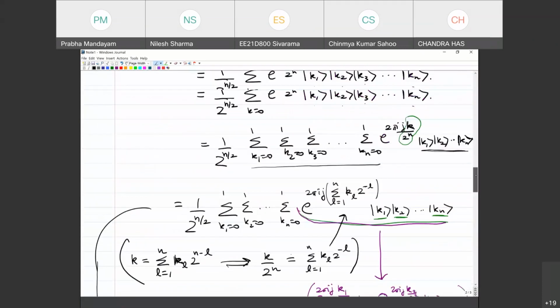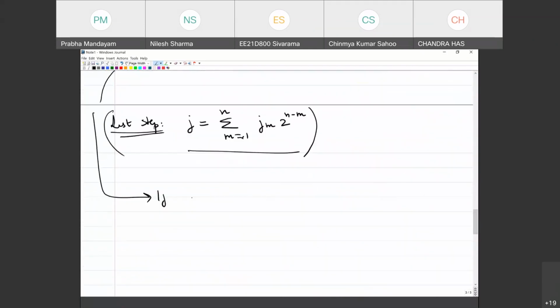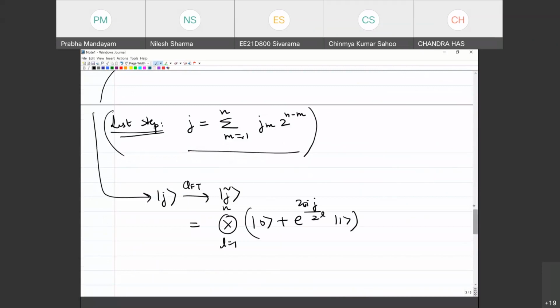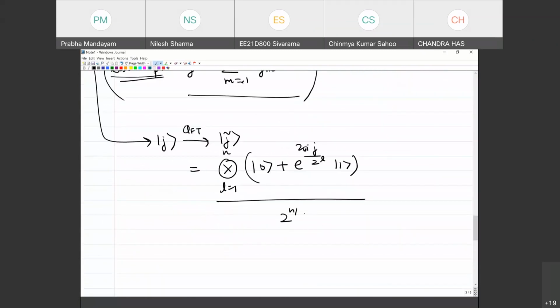So this was my J tilde, right? So remember we started with J and the QFT takes you to J tilde, which now becomes this tensor product, L going from 1 to N, of 0 plus e to the 2 pi I j over 2 to the L, 1, right? Of course, overall there is a 2 to the N by 2. So the last step is to break this down, and this then breaks down as follows. So you have the 1 over 2 to the N by 2.